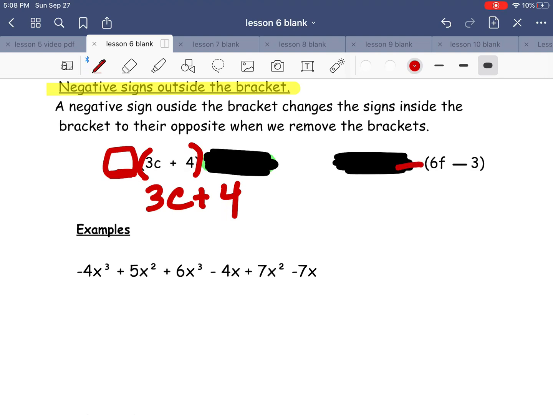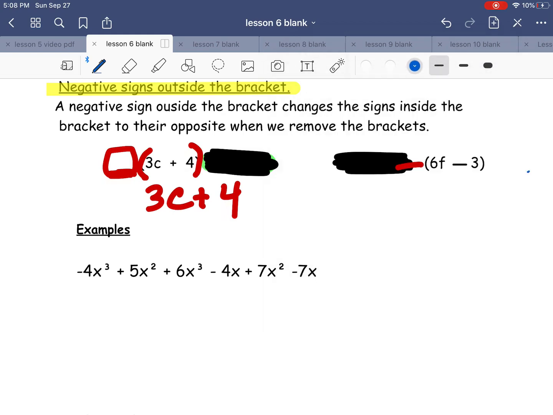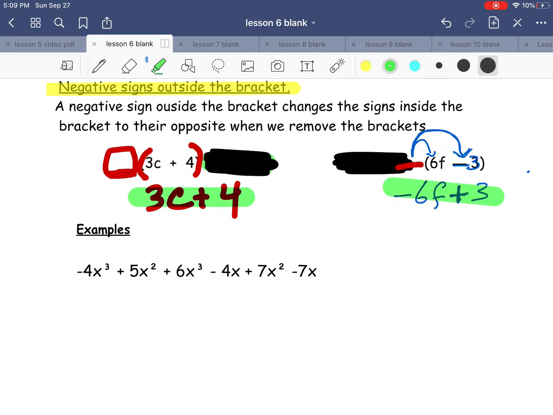If there's a negative in front, like this one, read the instructions. All it said there was you change everything inside to its opposite. So if that's a plus 6, it changes to a minus 6. And the second one also, if it's a minus 3, it gets changed to a positive 3. You're changing everything inside to its opposite sign. Remove the brackets. Done. Those are both your final answers. They don't go anywhere. Simplifying, you're making it as small as possible.